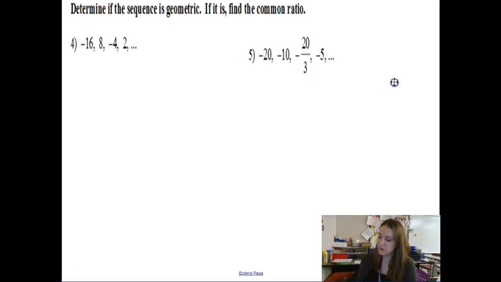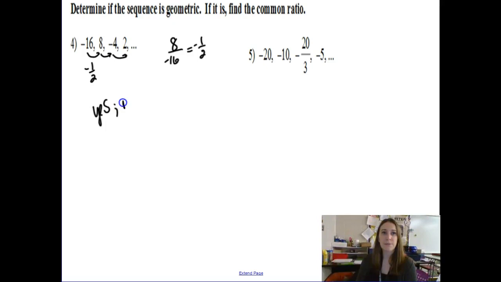So when I look at these sequences, I have to determine if they're geometric or not. So geometric is going to have a common ratio that you multiply by every time. So if you think about how to jump from here to here, that would be multiplying by a negative 1/2. But if you didn't see that, you could take 8 and divide it by negative 16 and get the negative 1/2. Now you have to determine if that's the case every time. So if you keep multiplying by negative 1/2, does it keep working? So 8 times negative 1/2 is negative 4. Negative 4 times negative 1/2 is positive 2. So yes, this is geometric, which means our common ratio is that negative 1/2 that we saw.